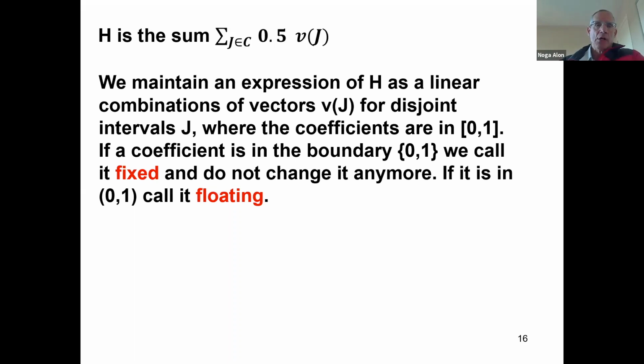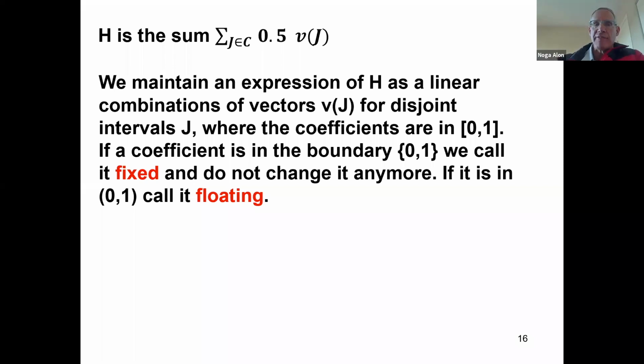similar. Okay, so during the algorithm, we will maintain an expression of this vector h, exactly the vector of half, half, half, half, as a linear combination of vectors vj for disjoint intervals j, where the coefficients will be in the closed interval [0, 1]. Okay, so if a coefficient is already at the boundary, it is either 0 or 1, then we declare it fixed. We will not change it anymore. If it's 1, the interval will go into the collection. If it's 0, it will not. And if it is in the open interval, we call it floating.